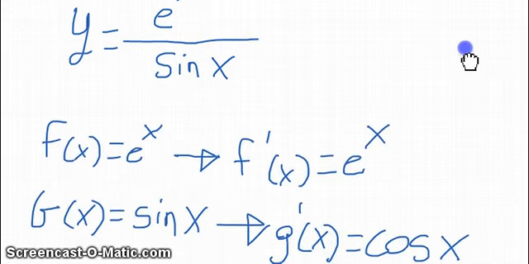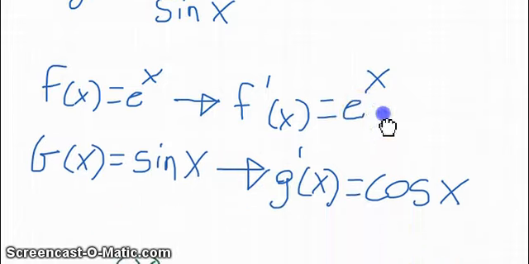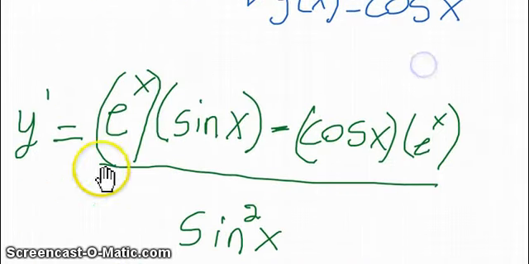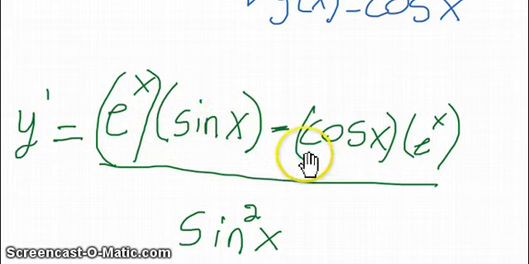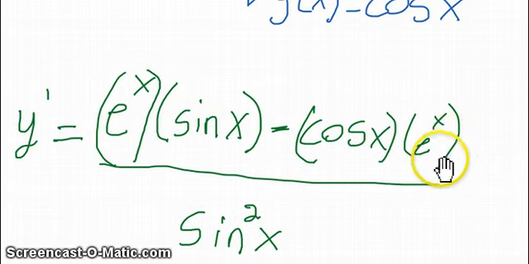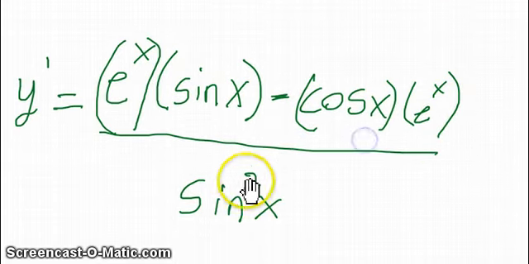So if we were to write out our givens, f of x would equal e to the x, and g of x would equal sine x. The derivative of e to the x is just e to the x, and the derivative of sine x is cos x, therefore giving us our f prime and g prime of x. So now we can plug them into the equation. In doing this, we would get f prime of x, which is e to the x, times g of x, sine x, minus g prime of x, which is cos x, times f of x, e to the x, all over g of x squared.